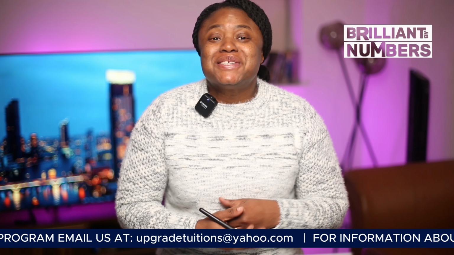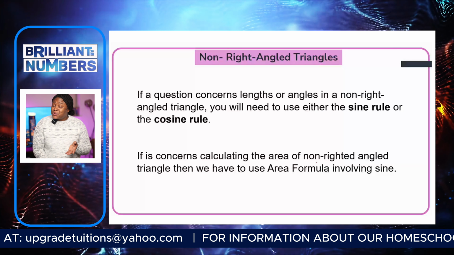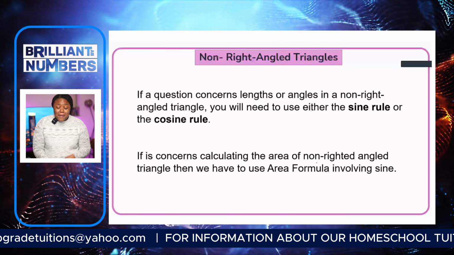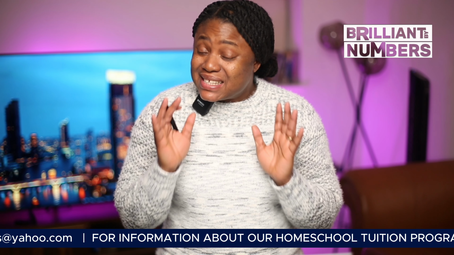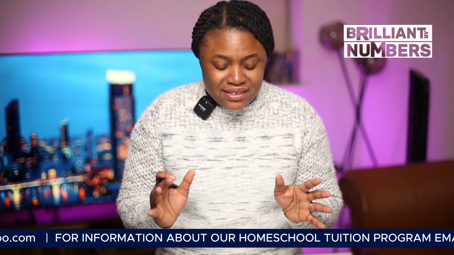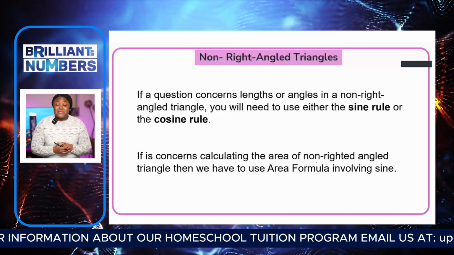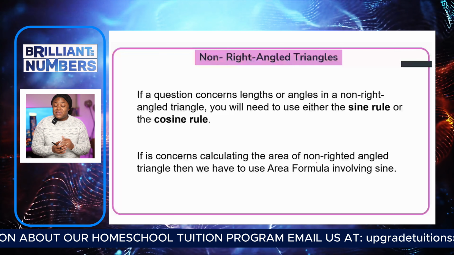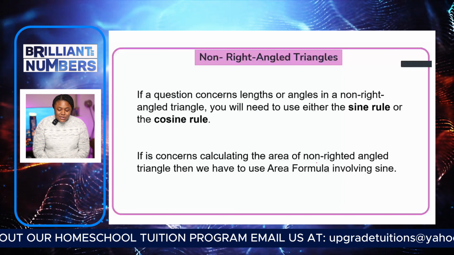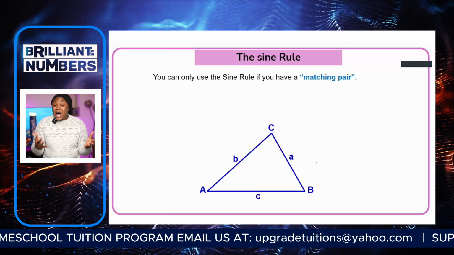If a question concerns finding lengths or angles of any non-right angled triangle, we will need to use either the sine rule or the cosine rule. But we're just going to pay attention to the sine rule and then looking specifically at finding unknown lengths. Now, if it concerns calculating area of a non-right angled triangle, we will have to use the area rule that involves sine. So, first of all, we're going to talk about what is the sine rule and how can we use it.